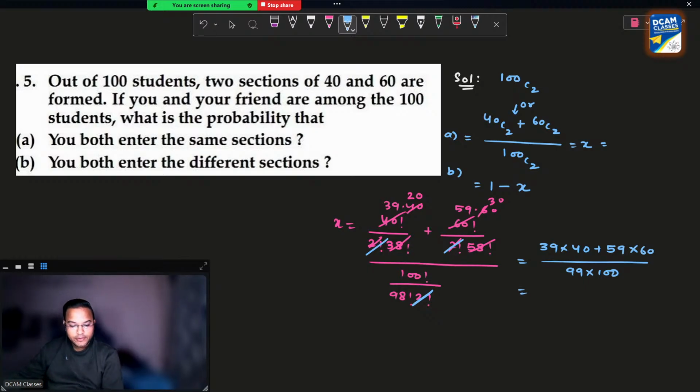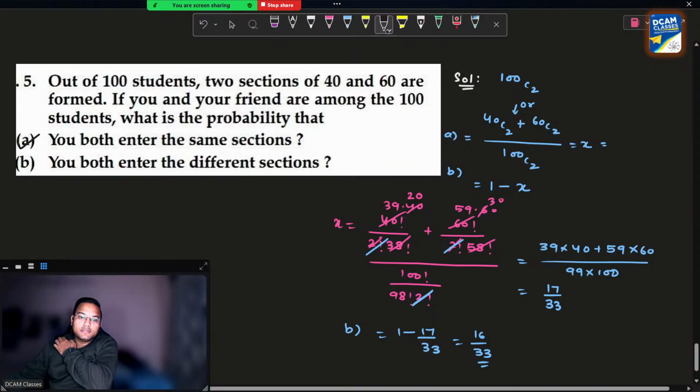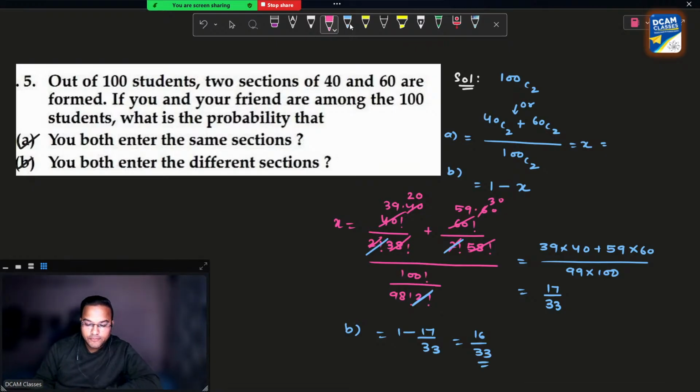What answer have they given? 17 by 33. And if you want option B, it will be 1 minus 17 by 33, which should be 16 by 33. Actually, it was not difficult, but it involved some different reasoning. That's why I gave you the question. It was not a difficult one.